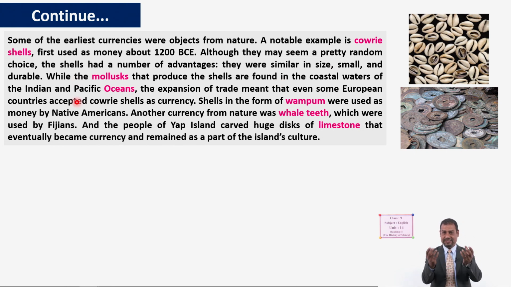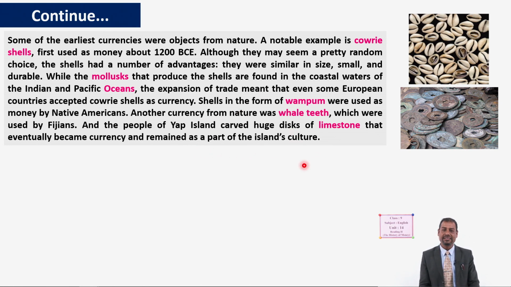See, similar size, small means easy to carry, and then durable. It is not destroyed very easily in a short time. While the mollusks that produce the shells are found in the coastal waters of the Indian and Pacific Oceans, the expansion of trade meant that even some European countries accepted cowrie shells as currency. Shells in the form of wampum were used as money by Native Americans. Another currency from nature was whale teeth. See, whale means it is an aquatic animal or type of fish, and its teeth were used as currency. Okay, interesting. So have you found it interesting? Yes. Which were used by Fijians, and the people of Yap Island carved huge discs of limestone that eventually became currency and remained as a part of the island's culture.